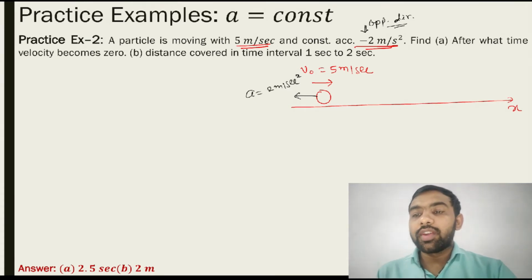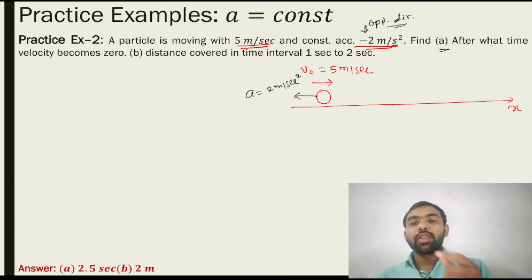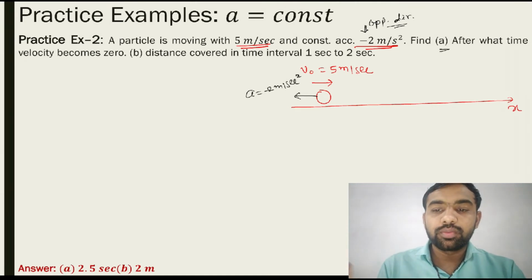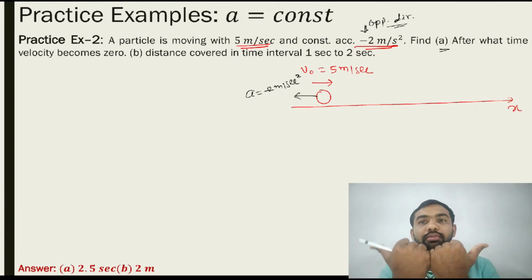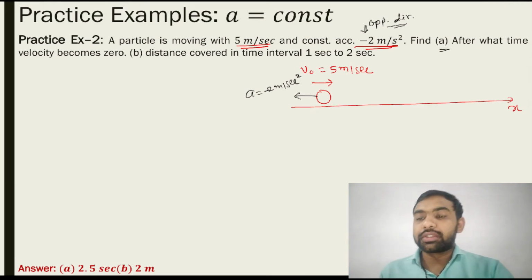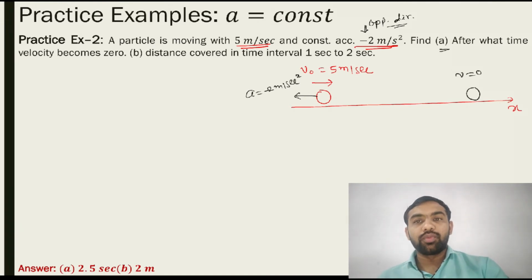Now what we have to find out is after what time the velocity becomes 0. So the particle is moving towards the positive x direction. If acceleration is towards the negative, suppose minus 2, both are opposite to each other, which means the speed decreases. After some time, the particle comes to rest. Let's consider that after covering some distance, the particle comes to rest. So v is equal to 0.